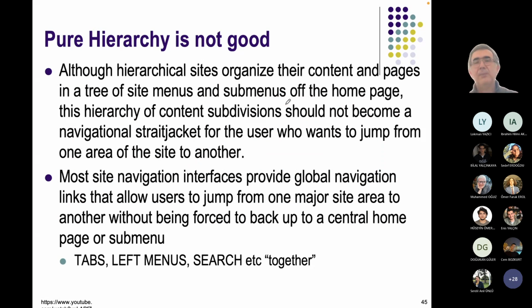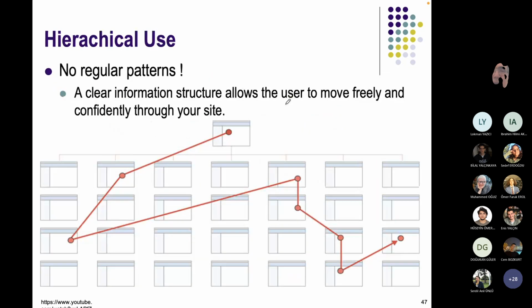Hierarchical sites organize the content and pages in a tree, looks fine, but accessing becomes tedious. You have to go back to home every time in order to move to another part of the site. Therefore, people use the mixture of that, like this. It's a regular hierarchical site, but your menus should allow jumping in between if the context is proper.